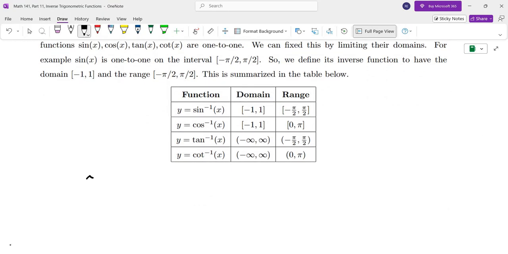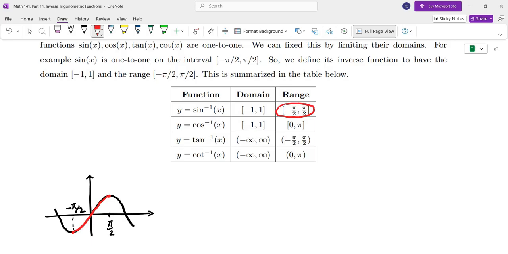If you look at the graph of sine, it starts from the origin, goes up, and comes back down, and then something similar on the other side. So we have negative pi over 2 here, and pi over 2 here. In order to make this one-to-one, we would need to look at this piece of the graph, or some other piece that is one-to-one. That's why for sine inverse, the range is negative pi over 2 to pi over 2, and the domain is negative 1 to 1.